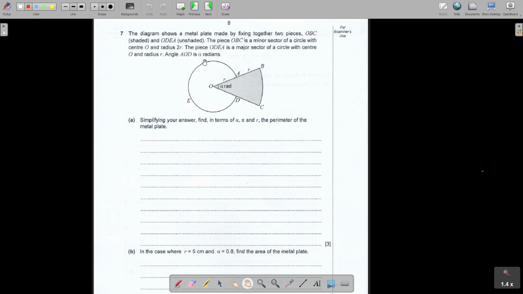Now, remember, and I think maybe people didn't understand this, this is one piece. They just shade and unshade to help you when you calculate or write down, so you don't get confused. But it's actually one piece, just made out of two different parts. Okay, so let's start. Simplify your answer. Find in terms of alpha, pi, and r the perimeter of the metal plate. Now, don't forget that perimeter is the distance around the figure.